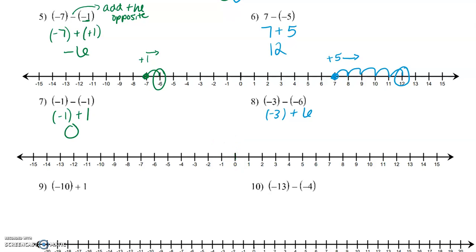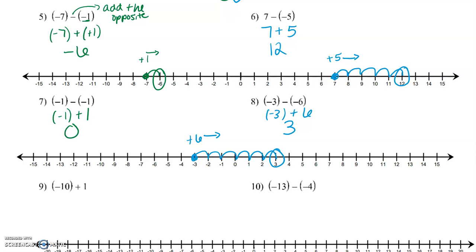So we're going to start at -3, and if we're adding a +6, we're moving 6 units to the right. So we're jumping 1, 2, 3, 4, 5, 6, and our answer is +3.